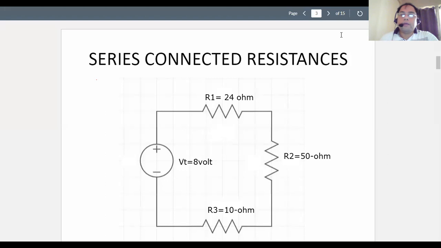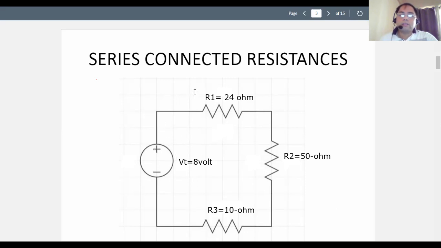Okay, we have here a slide showing series connected resistances, and we arranged the sequencing of the names of the resistances, starting with R1 at the top, then R2 and R3, where R1 is 24 ohms, R2 is 50 ohms, and R3 is 10 ohms. The one that will provide the power, or the current, is the battery, which is 8 volts, and this is how the battery is connected. The positive side is pointing up.